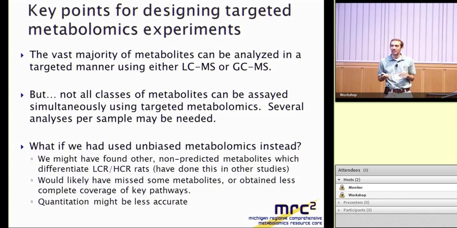Also, to some extent, the quantitation might be less accurate. That's not as big of a problem as it might seem. In general, untargeted metabolomics is relatively reliable for quantitation, but you can't go back and come up with absolute quantities as easily that can then be referenced back to other animals and other studies. So that's a downside there.